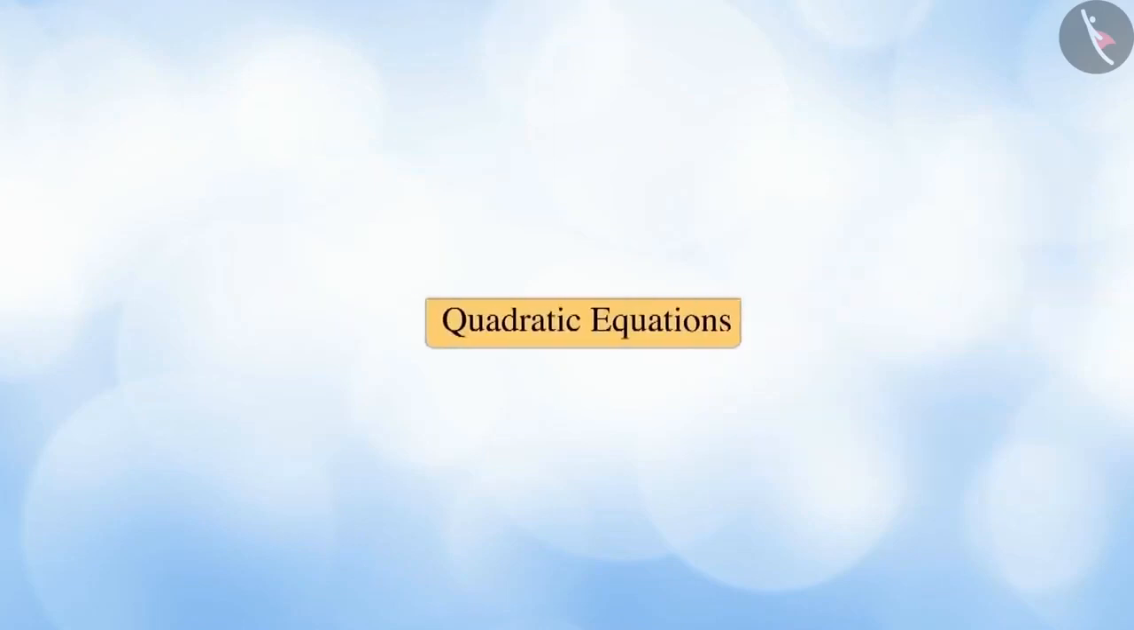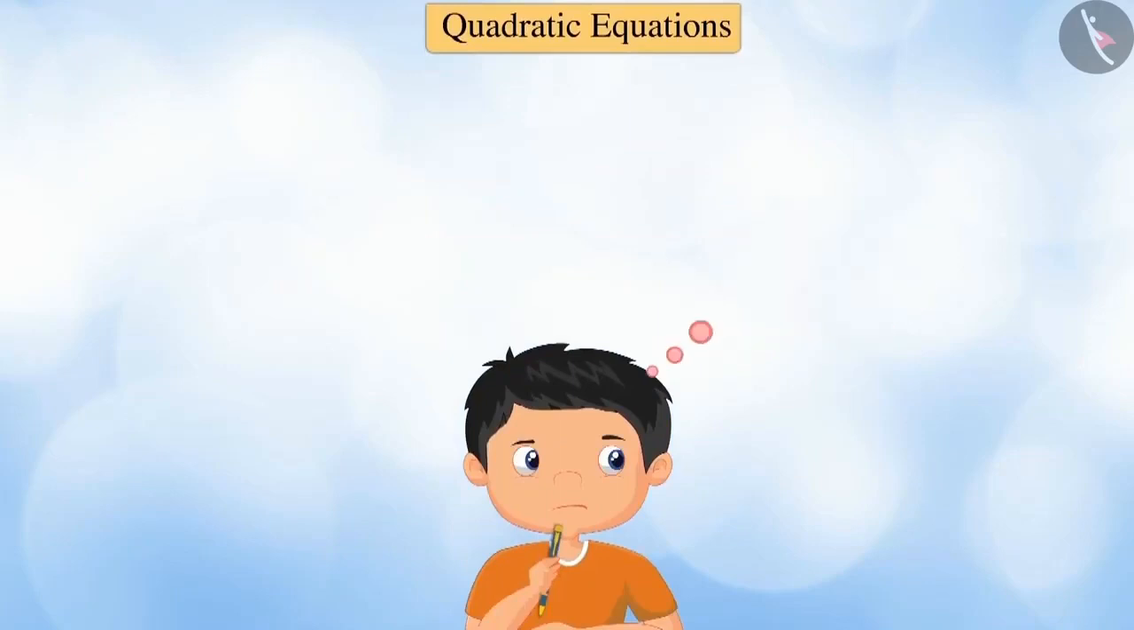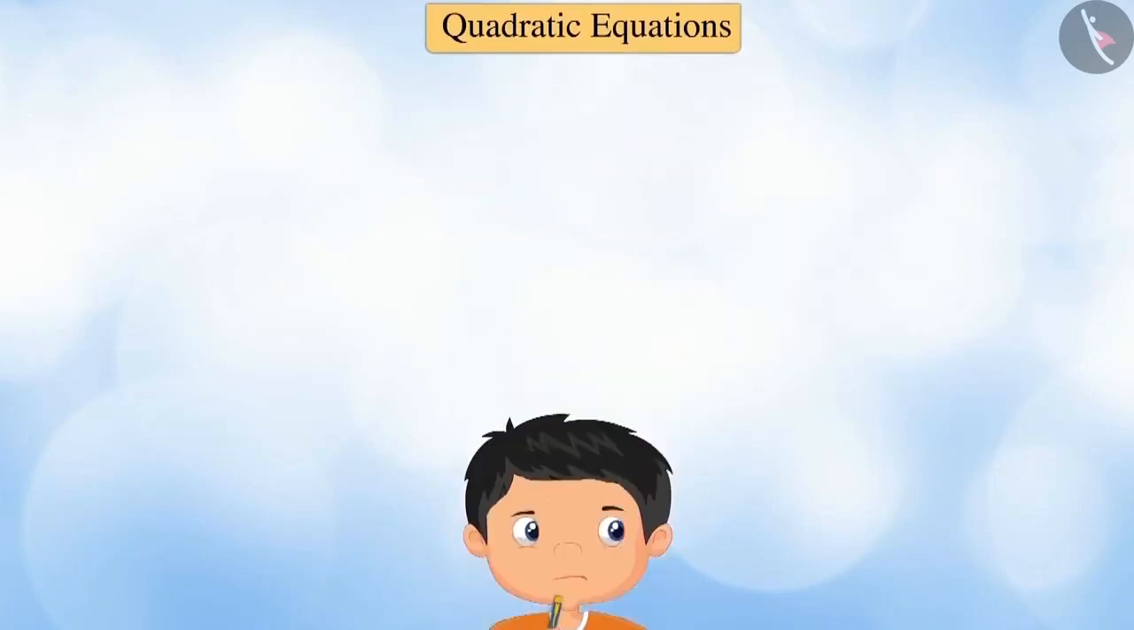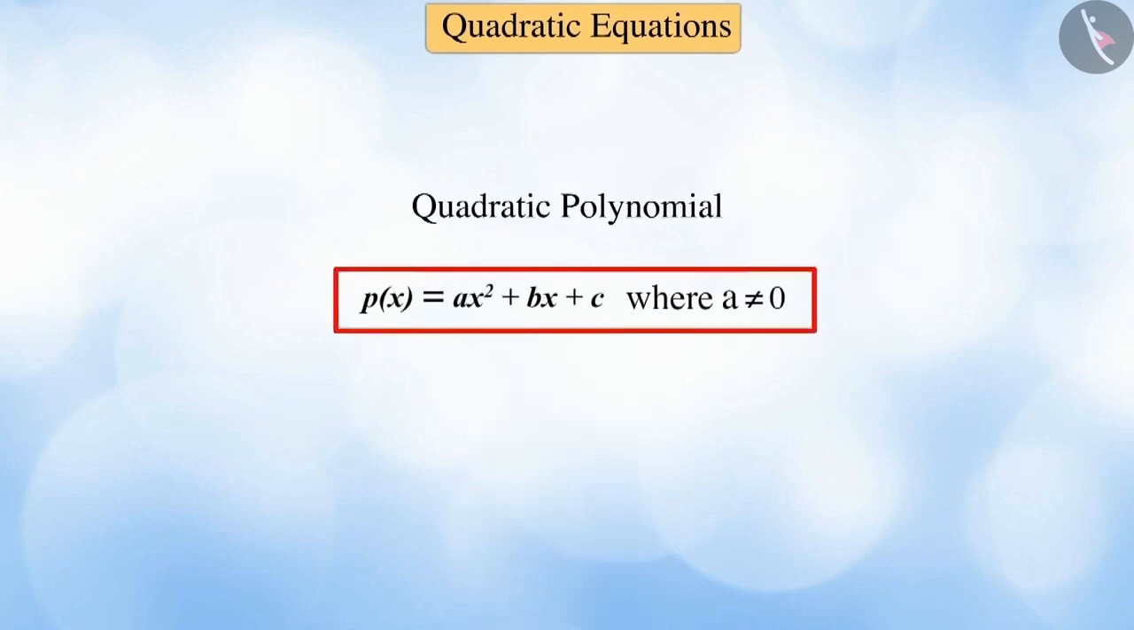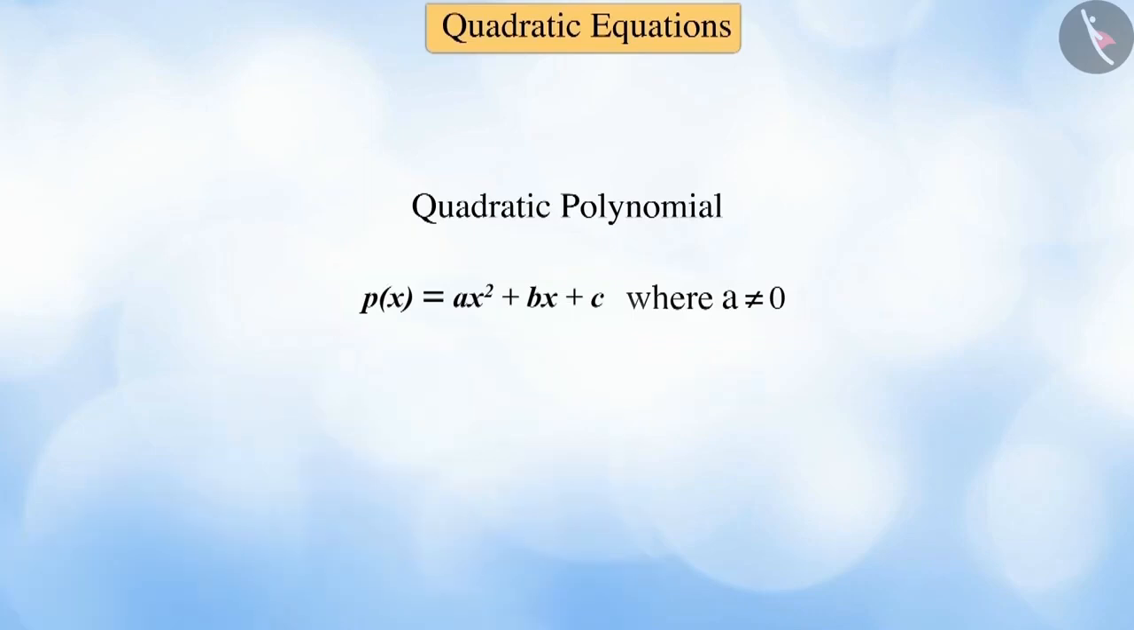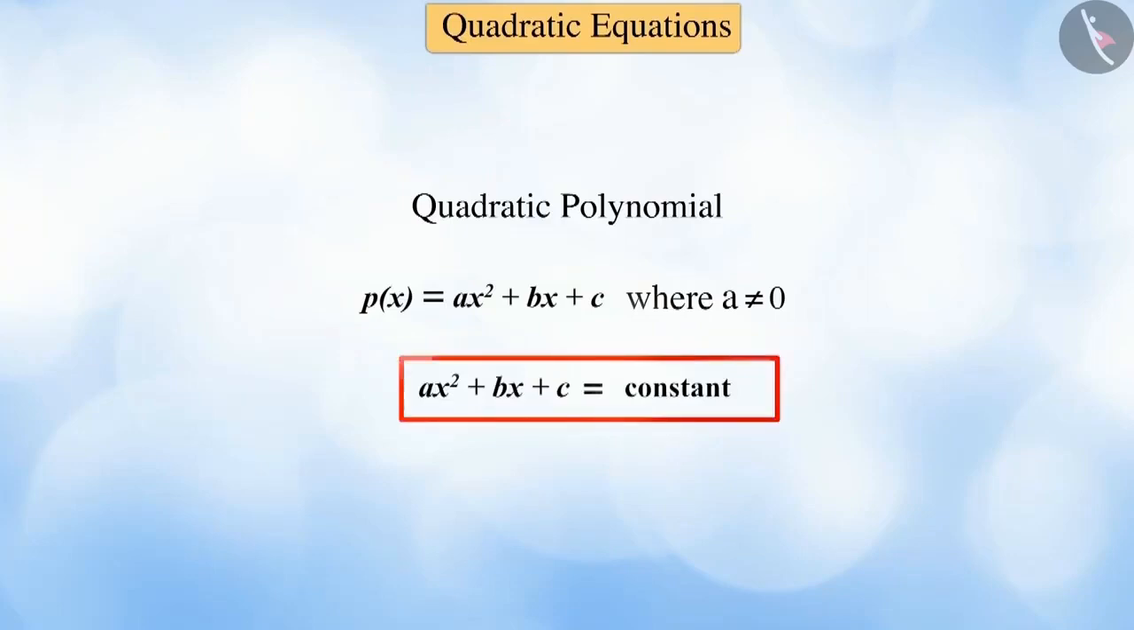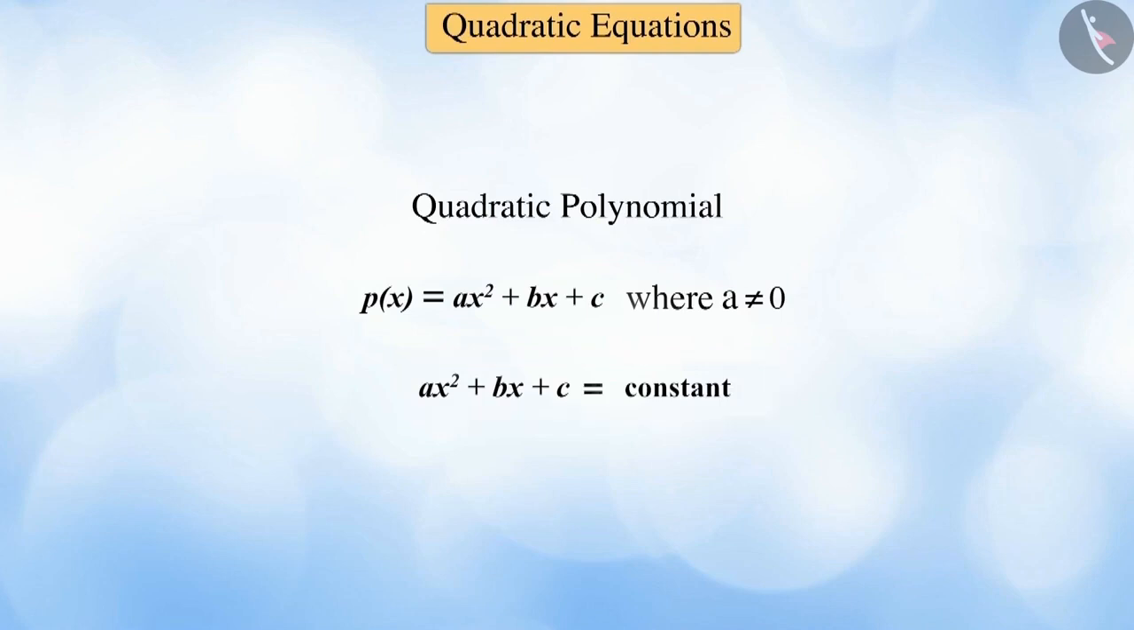Now let's understand quadratic equations. Can you tell how a quadratic equation looks? Consider the quadratic polynomial p(x) equal to ax to the power 2 plus bx plus c. When this quadratic polynomial is equated to a constant, this polynomial gets converted into a quadratic equation. Here, a, b, c are all real numbers and a can never be 0. So based on this conclusion, let's try to understand quadratic equations.